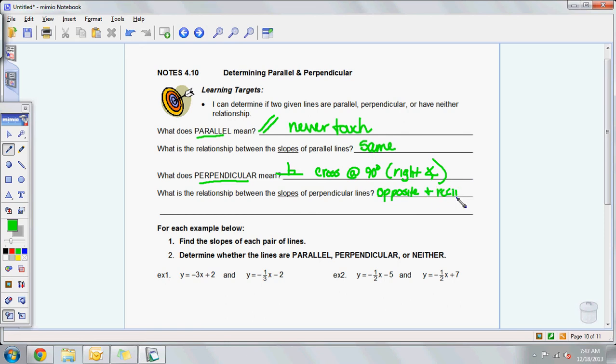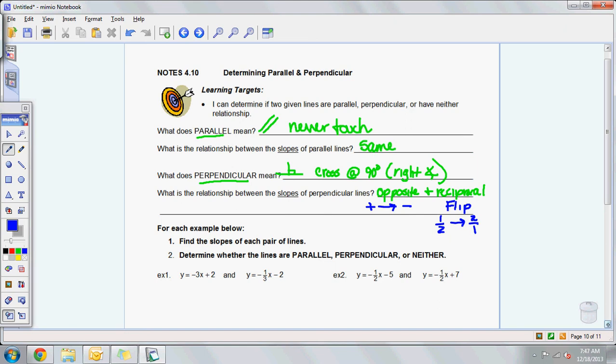So you might be asking, what the heck does that mean? Okay, so opposite means if one is a positive, the other one's going to be a negative. That's opposite. Reciprocal means that you're just going to flip it around. So if one is 1/2, the other one would be 2 or 2/1. So the slope of those lines are going to be opposite and the reciprocal.